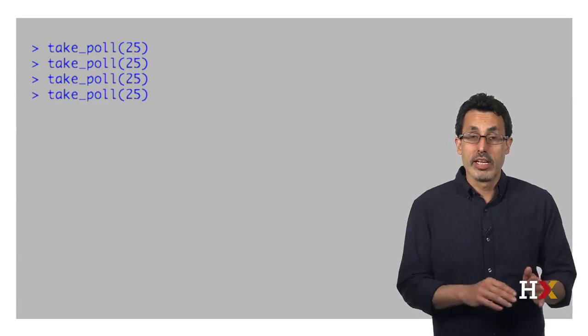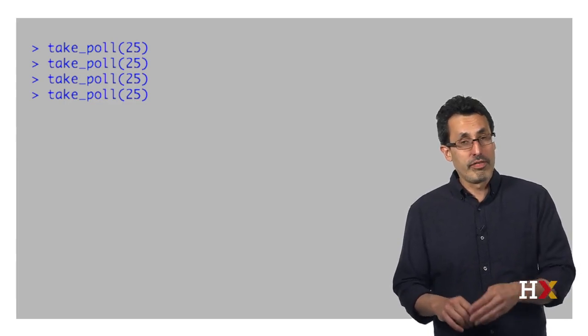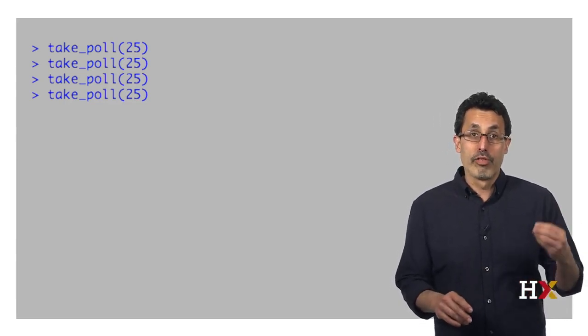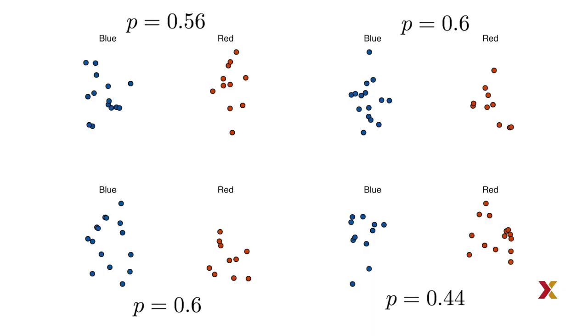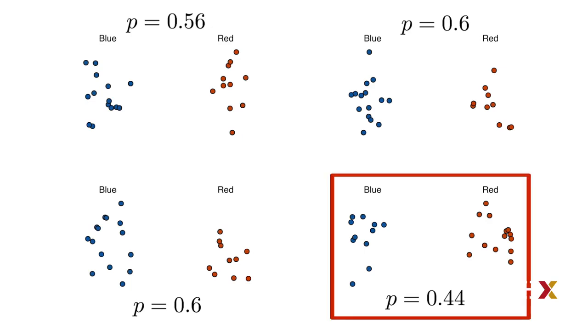First, note that the sample proportion is a random variable. If we run the command take_poll(25), say 4 times, we get 4 different answers. Each time, the sample is different and the sample proportion is different. The sample proportion is a random variable. Note that in the 4 random samples we show, the sample proportion ranges from 0.44 to 0.6. By describing the distribution of this random variable, we will be able to gain insights into how good this estimate is and how we can make it better.